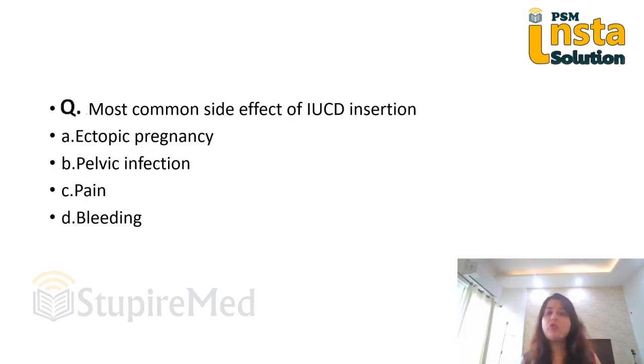Now this time I thought I'm going to give you a question from family planning, which is one of the most repeated MCQs for all the entrances. The question is, which is the most common side effect of IUCD insertion? Please remember, the most common side effect of IUCD insertion is bleeding. Is it ectopic pregnancy, pelvic infection, pain, or bleeding? The most common side effect of IUCD insertion is bleeding.